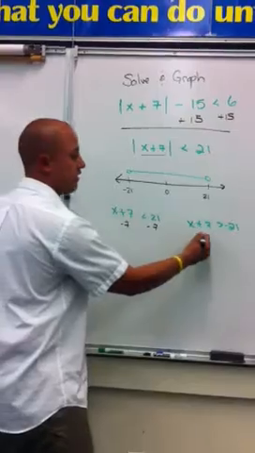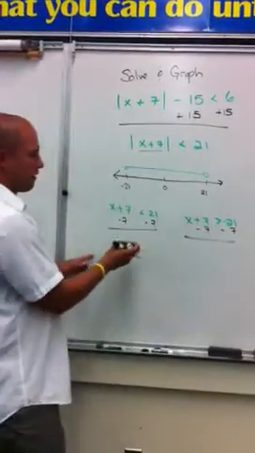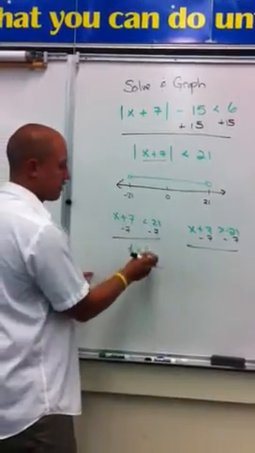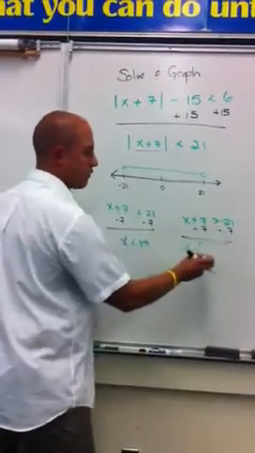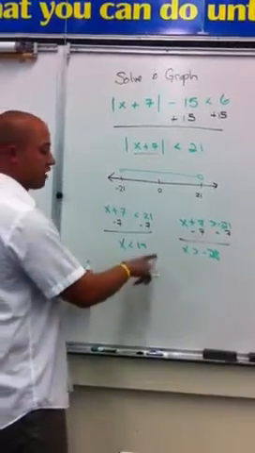Subtract the 7 from both sides. And what I'll have left here is x is going to be less than 21 minus 7, or 14. And then I get x has got to be greater than negative 21 minus 7, which is a negative 28. Now you can choose to write this in two separate ways.